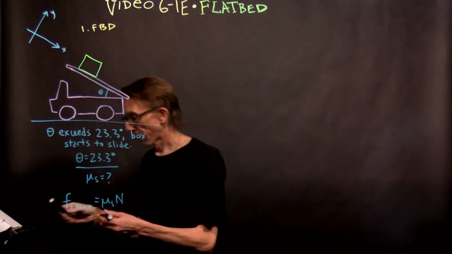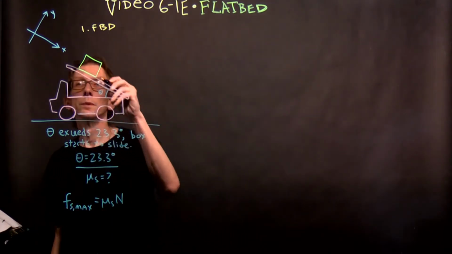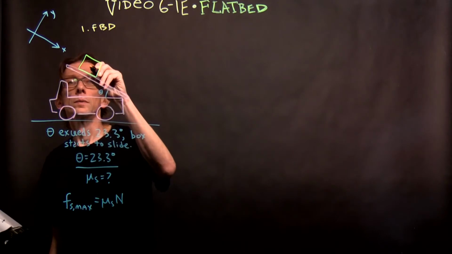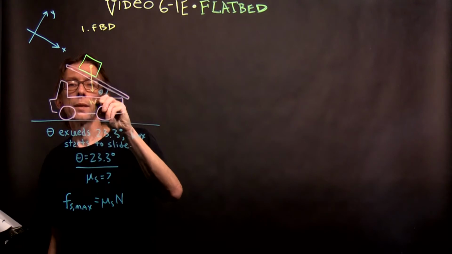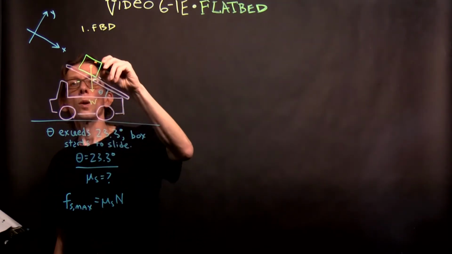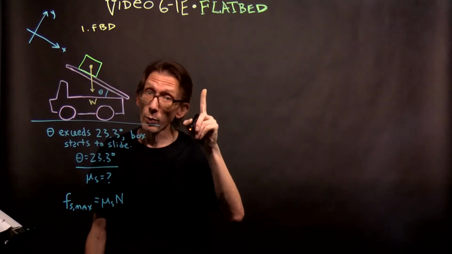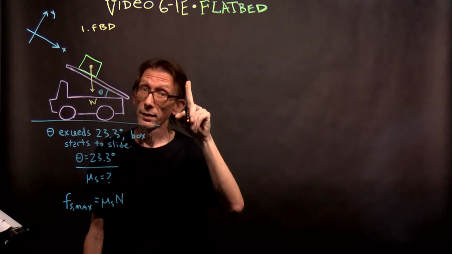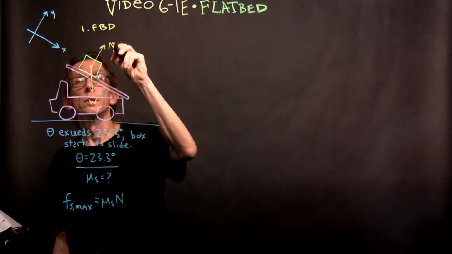So let's look at our forces. What are they? Well, there's always gravity. You can always count on that one, right? Weight is down, right? Normal force is not up. Normal means perpendicular to what? The surface of contact. So normal force is in the y direction.